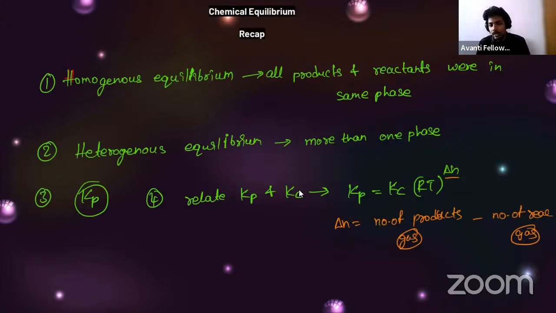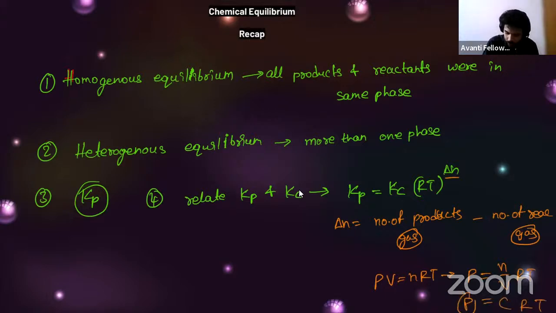Using how many products and how many reactants are in the gaseous phase, we related the Kp value, the equilibrium constant in terms of pressure, to the Kc value, the equilibrium constant in terms of concentration. We related them using the ideal gas equation, PV equals nRT, where we wrote P equals n by V into RT, and n by V is nothing but our concentration. In the pressure term we keep Kp, and in the concentration term we keep Kc into RT power delta n. If you want to go through the derivation, try to go through your notes once again.